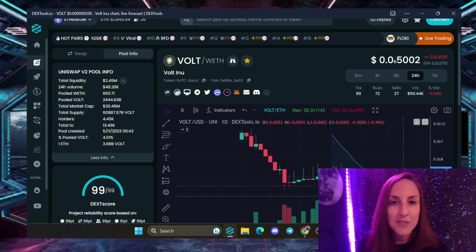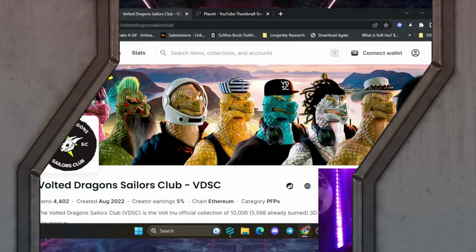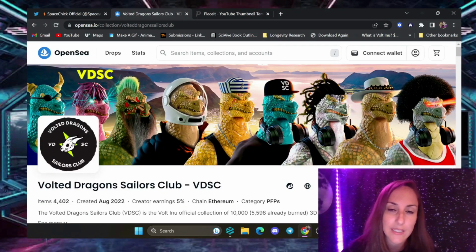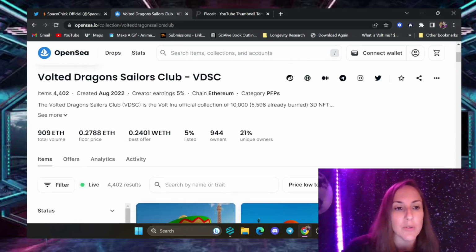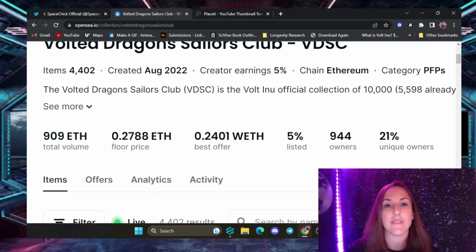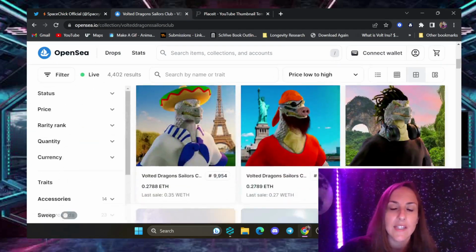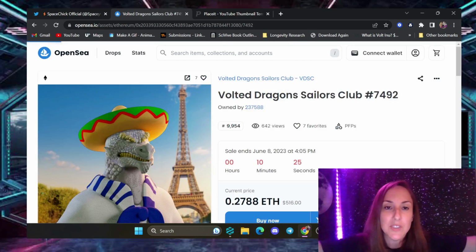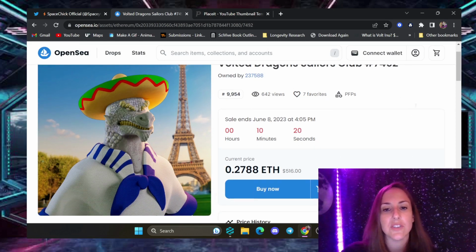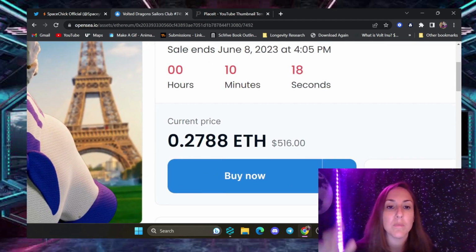Now, an NFT, that's a whole other ball game. Let's talk more about the NFTs. All right, now let's start off with a little terminology from the NFT space in case you didn't know. Well, the floor price is 0.2788. Now that means that somebody listed their dragon and that is the cheapest you can buy a dragon for. That's not saying anything about the rarities or anything like that. That's just saying that somebody listed this for 0.2788 Ethereum. That's $516.